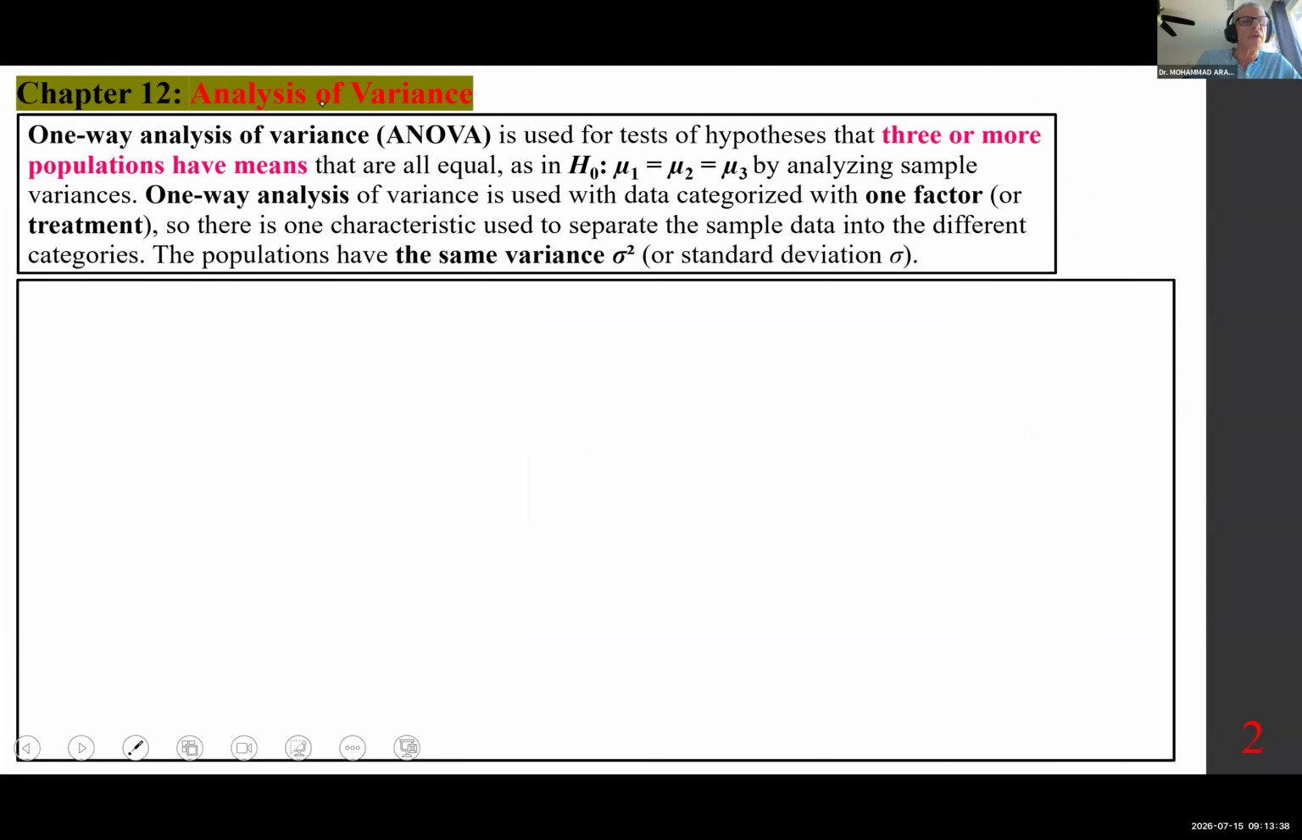All right, chapter 12, analysis of variance. One-way analysis of variance, or ANOVA, is used for tests of the hypothesis that 3 or more populations have means that are all equal, as in H0: mu sub 1 equals mu sub 2 equals mu sub 3. In other words, we have more than 2 populations. By analyzing sample variances, one-way analysis of variance is used with data categorized with one factor or treatment. So there is one characteristic used to separate the sample data into the different categories. The populations have the same variance sigma squared, or standard deviation sigma.